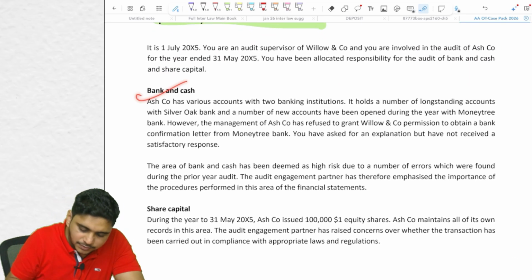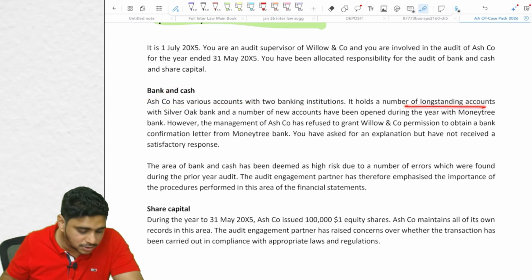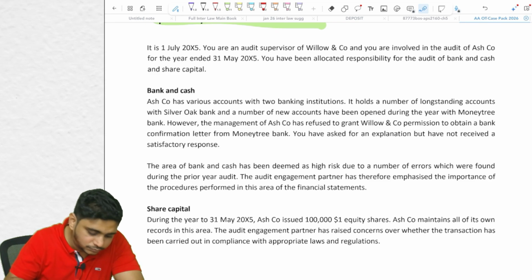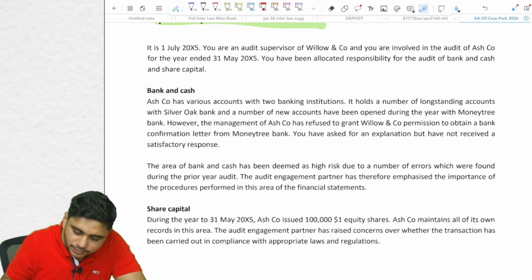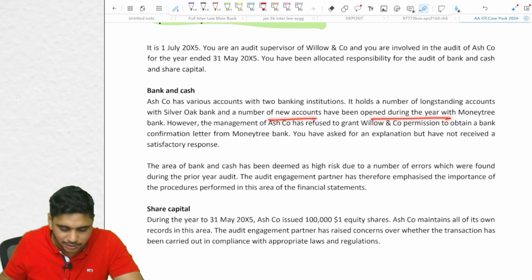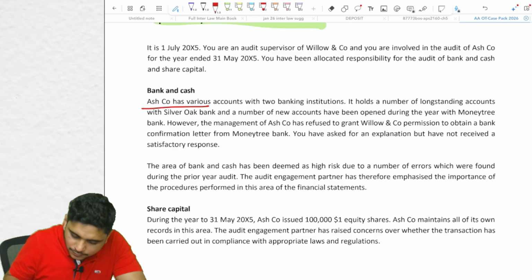Bank and cash. Ash Co. has various accounts with two banking institutions. It holds a number of long-standing accounts with the Silver Oak Bank, and a number of new accounts have been opened during the year with Money Tree Bank. They have various accounts with Silver Oak and new accounts have been opened with Money Tree.